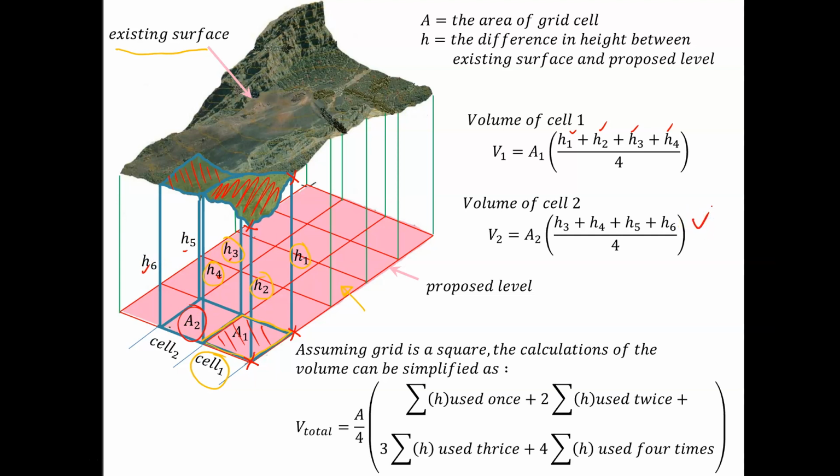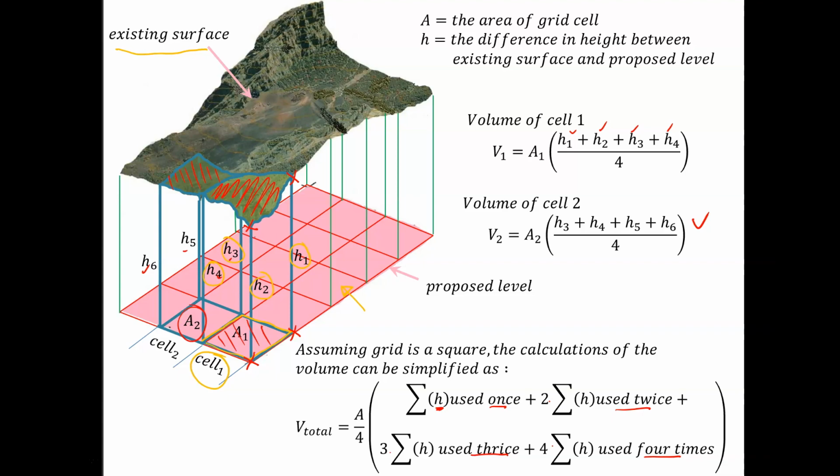If you proceed like that, you can either calculate them individually, or you could use a simplified formula, which simply says A over 4, where A is the area of each cell, times the sum of all the h that you use once, plus 2 times all the h that you use twice, plus 3 times all the h that you use thrice, plus 4 times all the h that you use four times. So you can actually calculate it in one go, rather than calculating the individual cells.